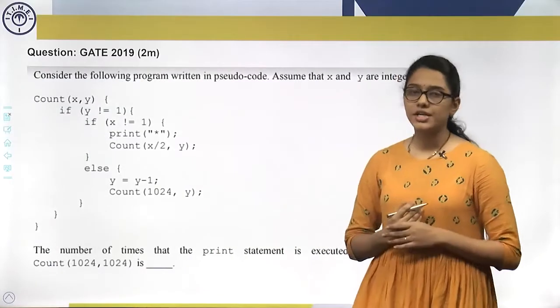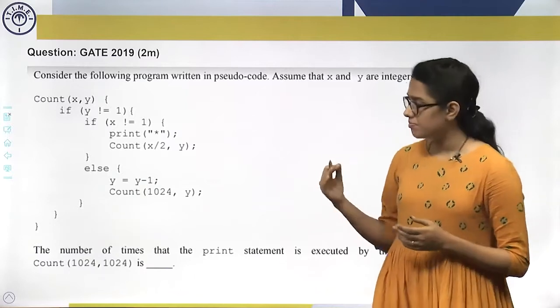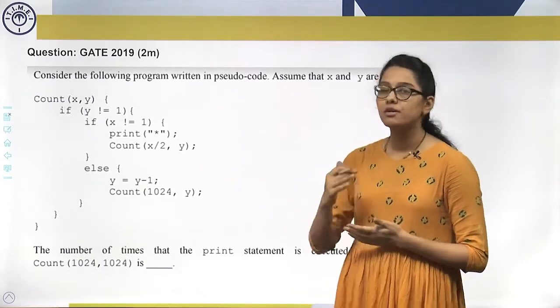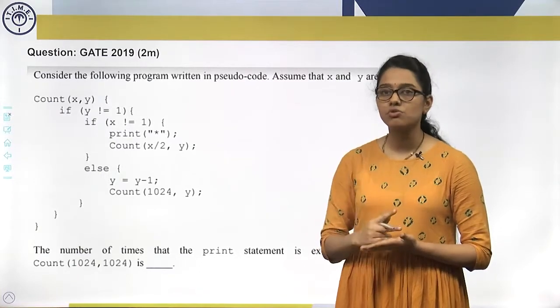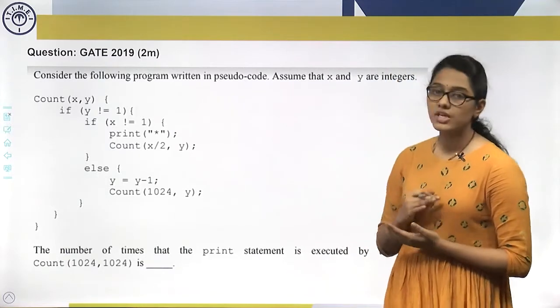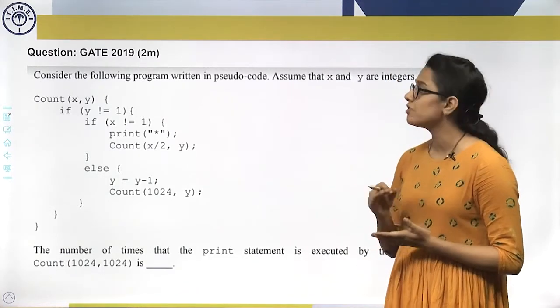A GATE 2019 question, a 2-mark question. If you remember, before this we have seen a 1-mark question. So in GATE 2019, based on the recursion topic, there are 2 questions, one 1-mark and one 2-mark. There we just had to find the output of a program, the value of the counter.